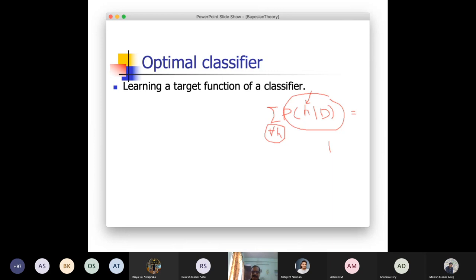So it is basically the probability of choosing this hypothesis given this data, and there are so many alternatives. So ultimately, what should be the sum of these probabilities? They are all exclusive probabilities, isn't it? So what should be the sum of these probabilities? It will be 1. Yes.